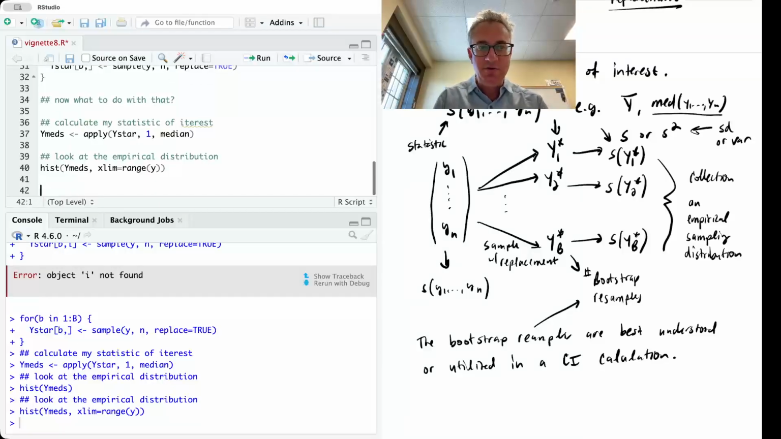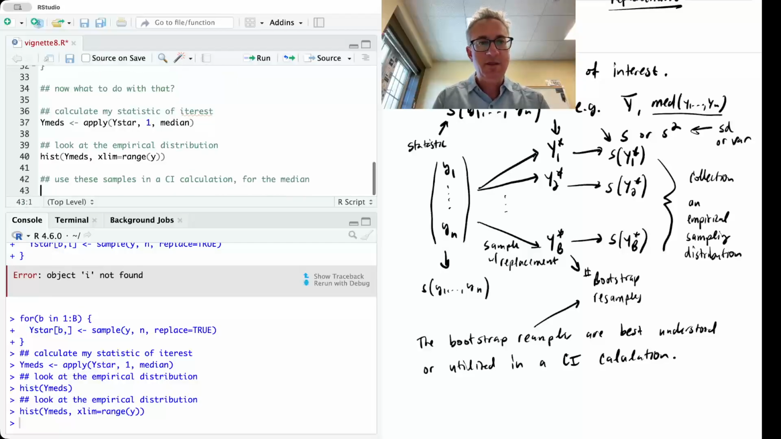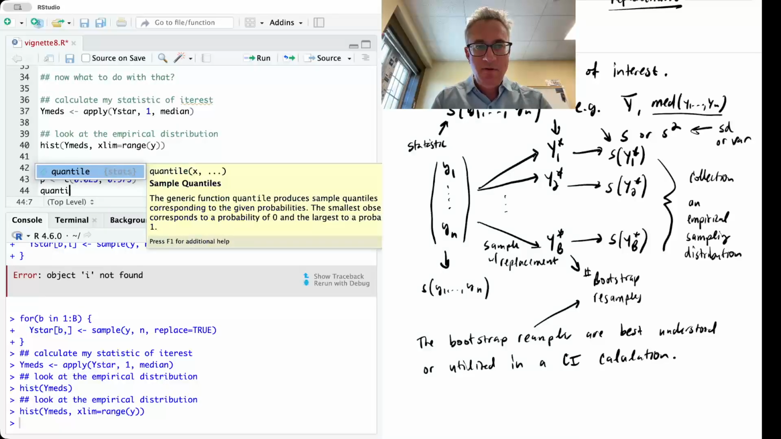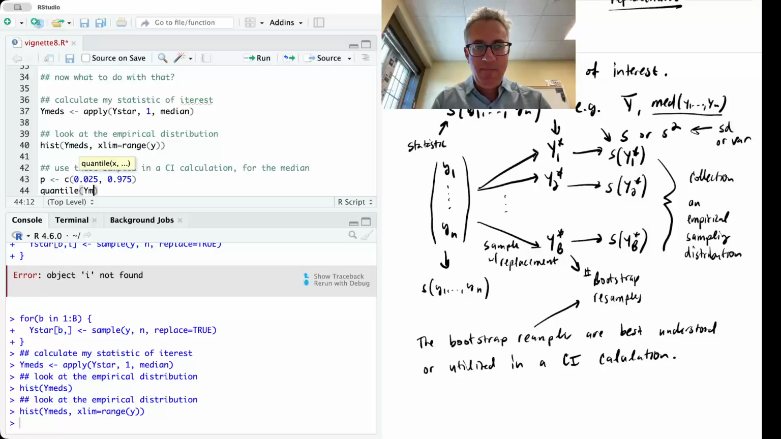Now I want to use these samples in a confidence interval calculation for the median, because that's what I've got right now. So I'm going to choose some probabilities for my confidence interval, and then I'm going to use the quantile function with my medians with those probabilities, and then that'll be my confidence interval.